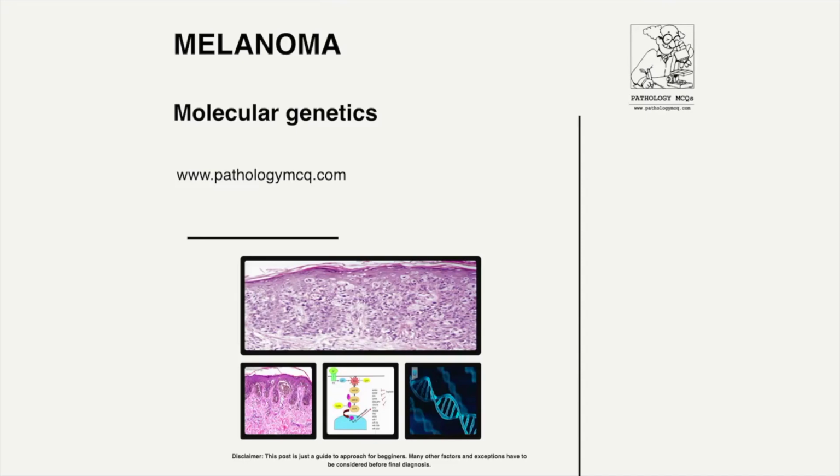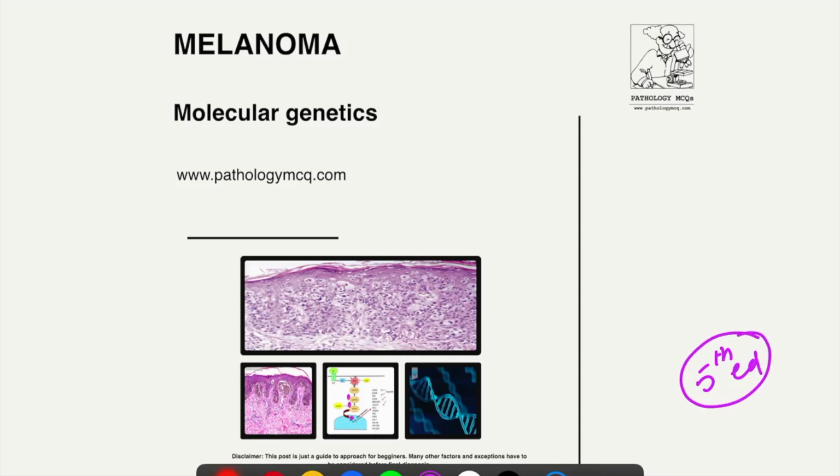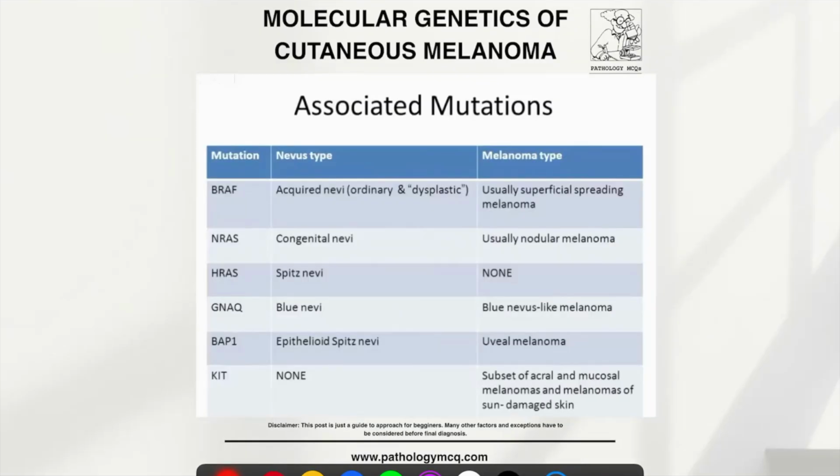Hello all. So I'm going to discuss a few 5th edition updates and a few molecular genetics in melanoma. 5th edition WHO of skin. So there are a few melanomas which arise from congenital nevi and some of those which arise from acquired nevi. It's important to note that the ones which arise from acquired nevi have a BRAF mutation and the ones which arise from congenital nevi have NRAS mutation.